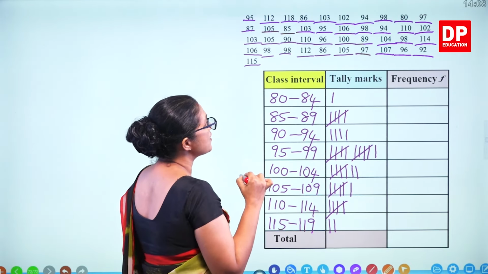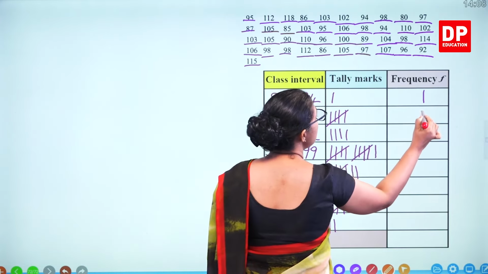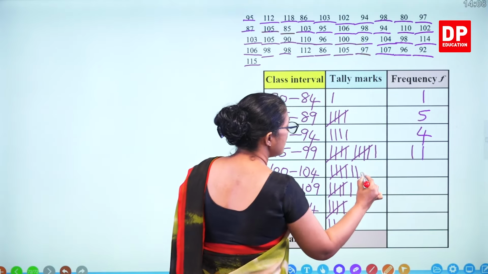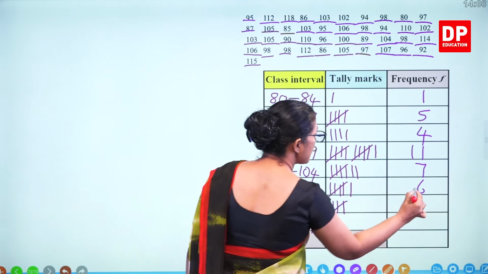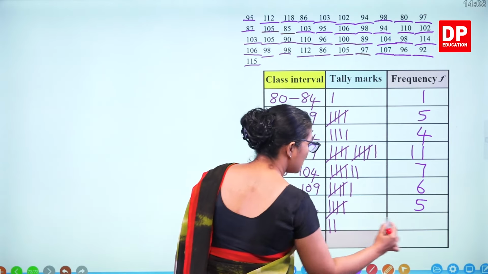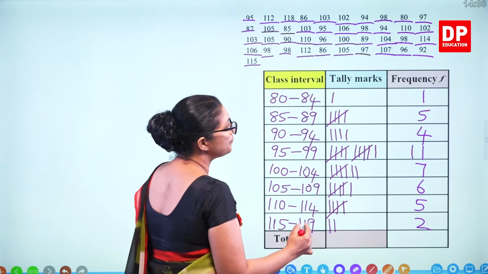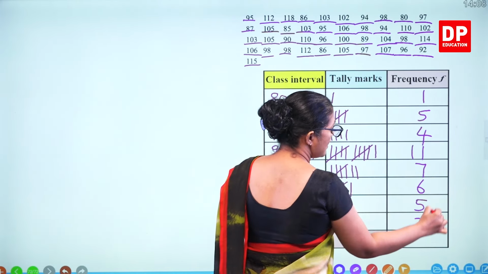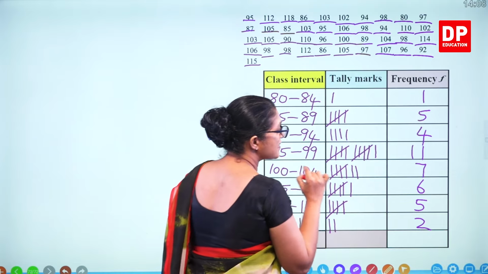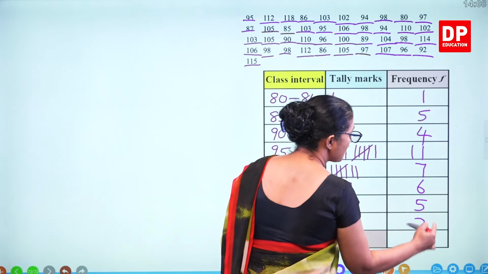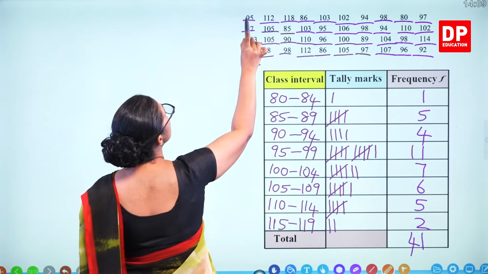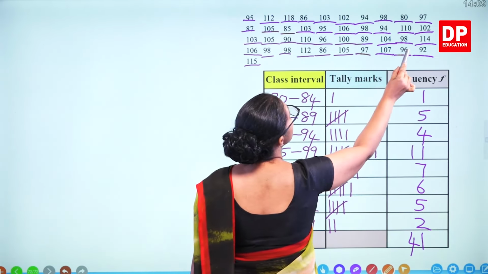92 is here. So what's the frequency? You get 1, 5, 4, 11, 7, 6, 5, 2. Now what's the total? We have to check. 10, 17, 18, 20, 26, 26 plus 5, 31, and 4, 41. Just check 1, 2, 3, 4, 5, 6, 7, 8, 9, 10. So you get 41. So this is the table.